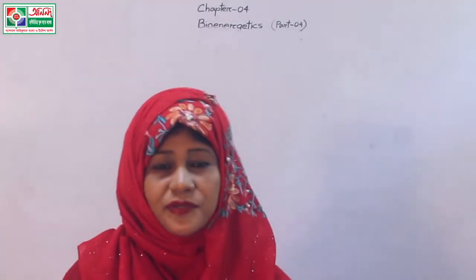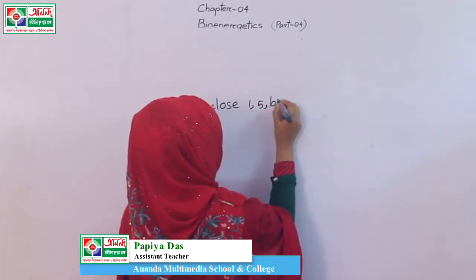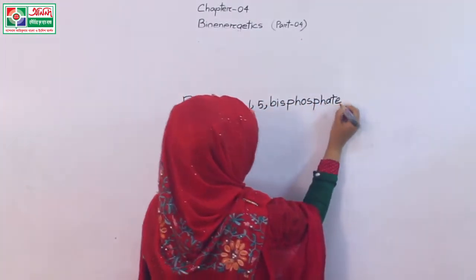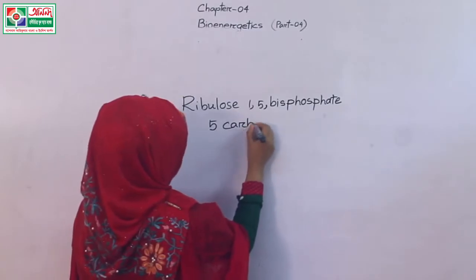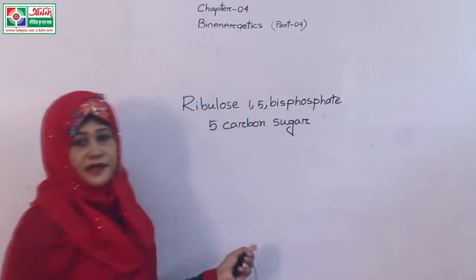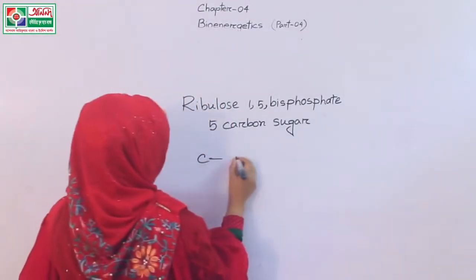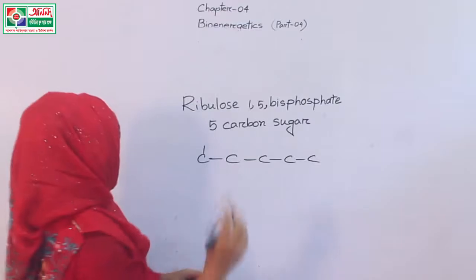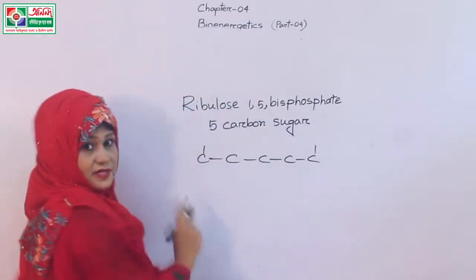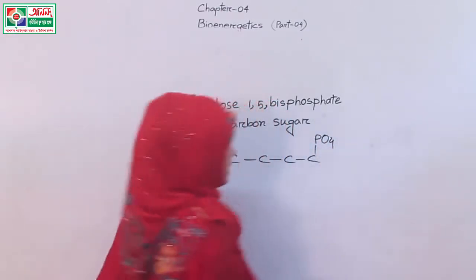There is a compound which is known as ribulose 1,5-bisphosphate. What is this? This is a 5-carbon sugar, and you will find this 5-carbon sugar in the mesophyll cells of plants. If I draw this 1, 2, 3, 4 and 5, this is the first carbon and this is the 5th carbon, and in the first position you will find one phosphate, and in the 5th position you will find another phosphate.